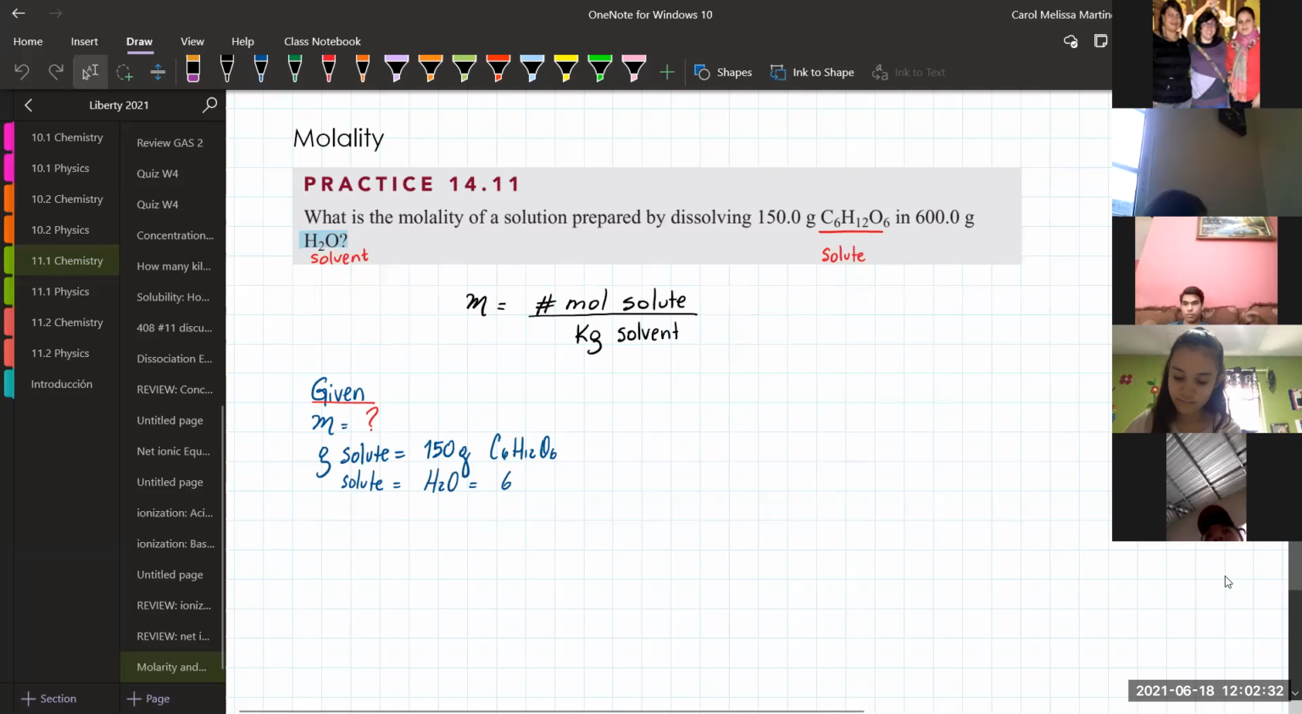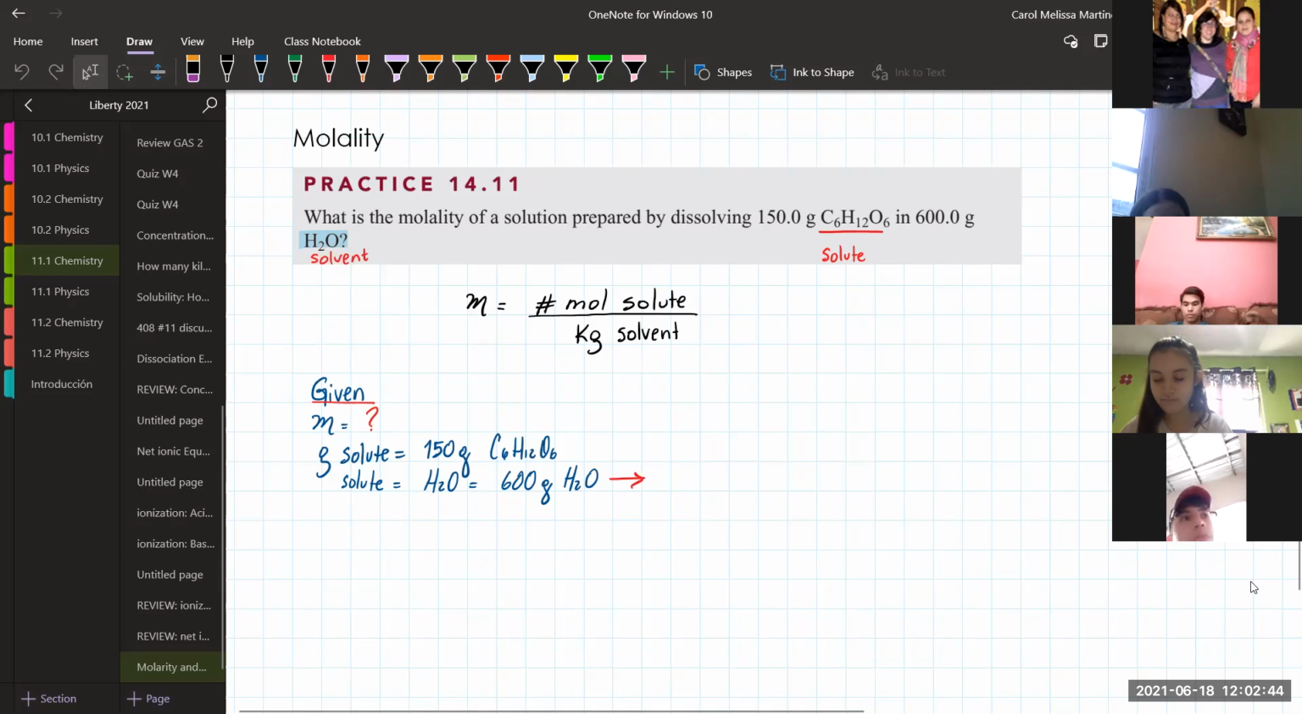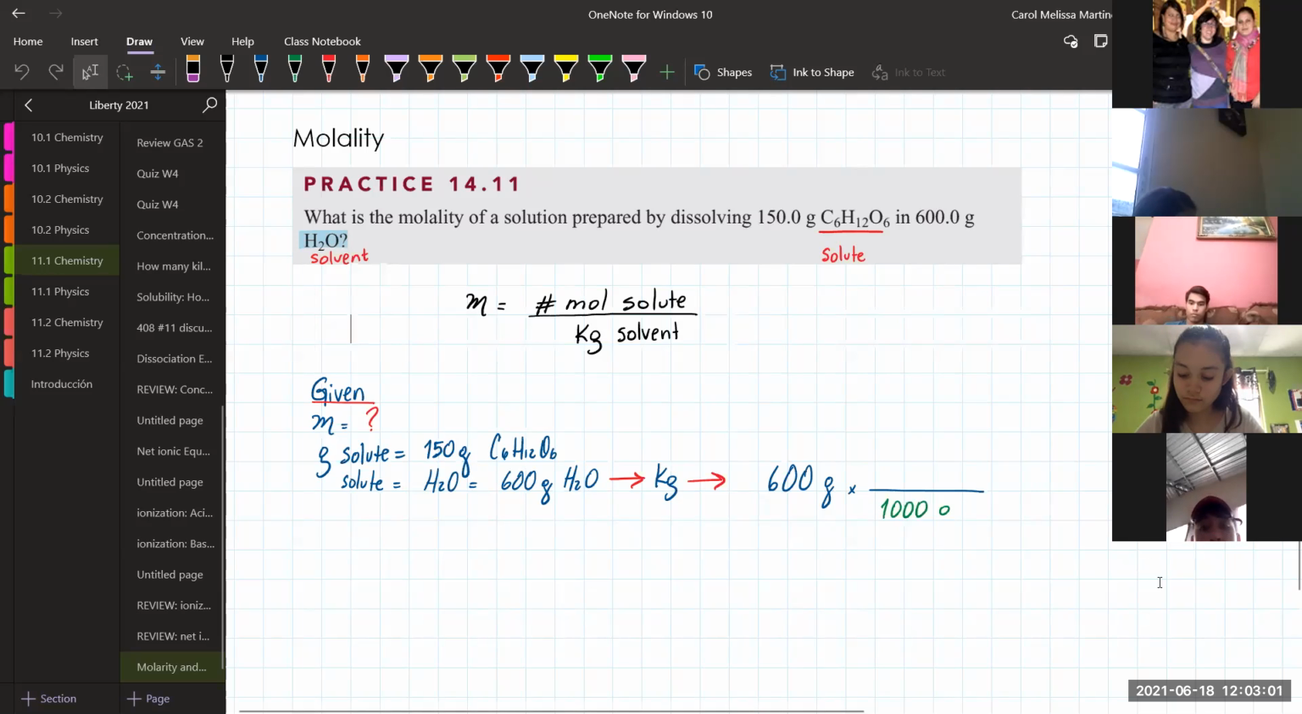But take a look. For the solvent, I need the mass to be in kilograms. That means that I need to convert from grams to kilograms. Okay? So the conversion is easy. 600 grams times the conversion factor. There are 1,000 grams inside 1 kilogram. So the answer in the end is 0.6 kilograms of the solvent, which is water.